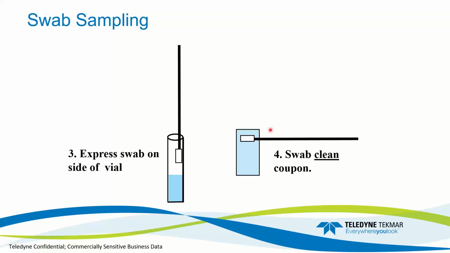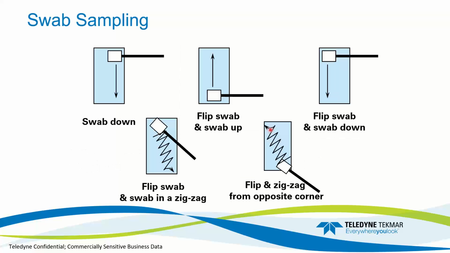We express any extra water out on the side of the vial. We clean a coupon. We swab a coupon using the same process that we talked about above, but it's not a soiled coupon. It's a clean coupon with little to no residue on it. Same process as I said before. We swipe down, flip the swab, go up, flip the swab and go back down. We do corner to corner in a zigzagging motion.